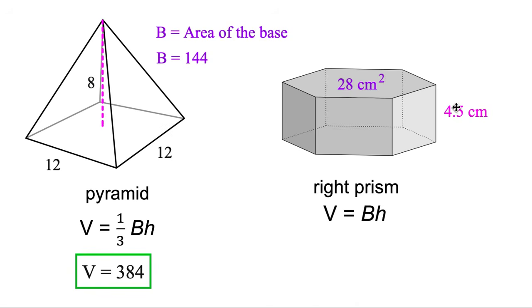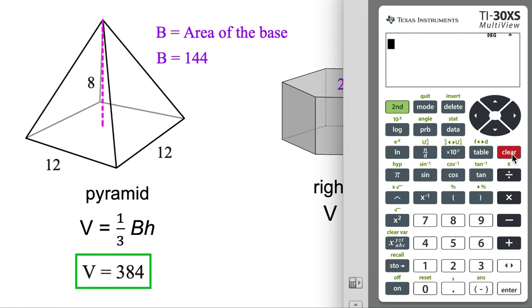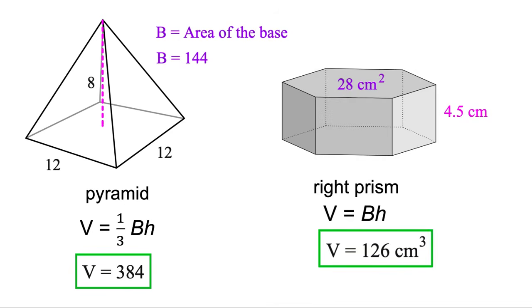Okay, then times the height, 4.5. So we're ready to go. We're just going to multiply those two. Let's do it. Clear, 28 times 4.5. And 126. So that is our final volume that shows up on the GED.